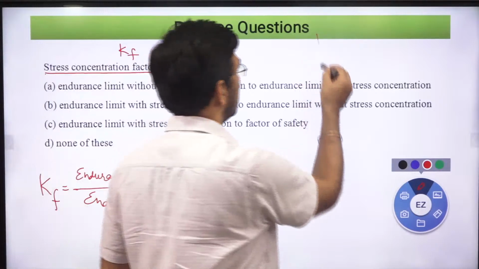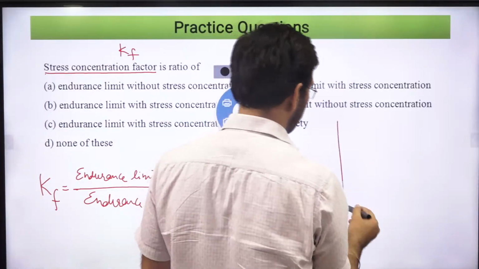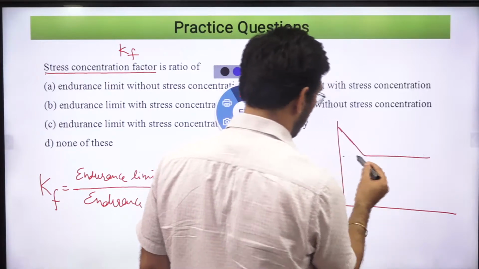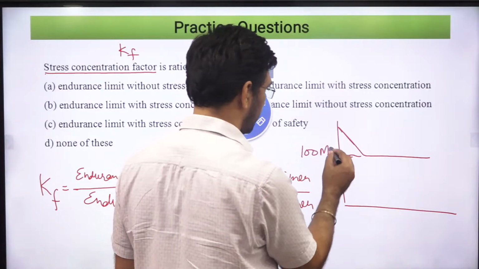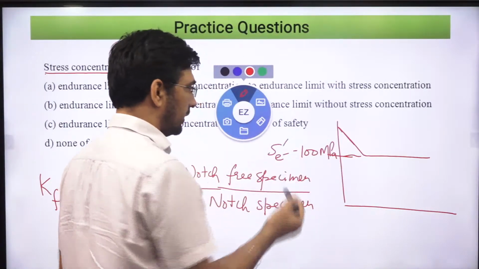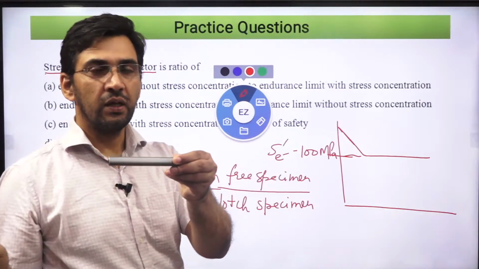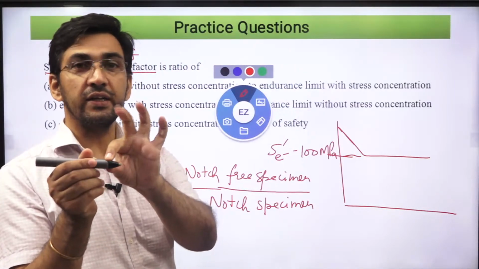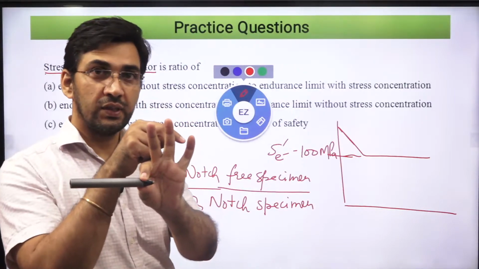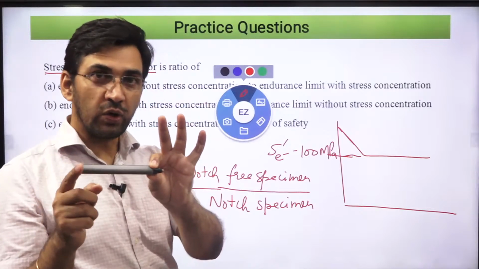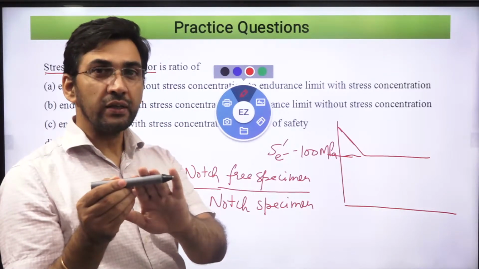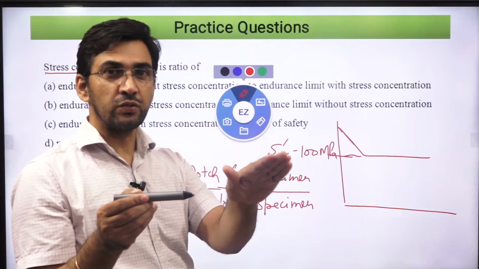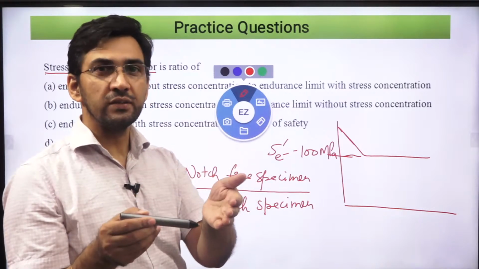So endurance limit, obviously, if I ask you a very simple question, let's say I have a specimen whose endurance limit is, hypothetically, 100 megapascal. No notch, no discontinuity. Let us say on this specimen I am now creating a discontinuity, over here. Now I'm testing it, carrying out the fatigue test. What do you think? Its ability to carry the load for an unlimited number of stress cycles without the generation of a crack, will that increase or decrease?